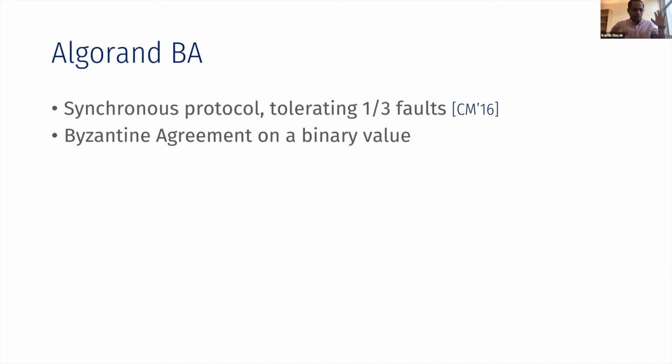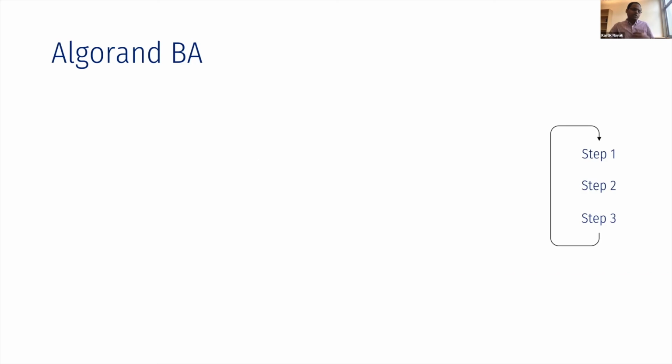So in the general set of papers on Algorand, there are multiple different protocols that exist. I'm going to talk about one specific binary Byzantine agreement protocol from Chen and Micali in 2016. It is a synchronous protocol tolerating 1/3 Byzantine faults. And the protocol actually is fairly simple. It just runs 3 steps one after the other, and it does so iteratively. So it keeps executing these steps until replicas terminate.